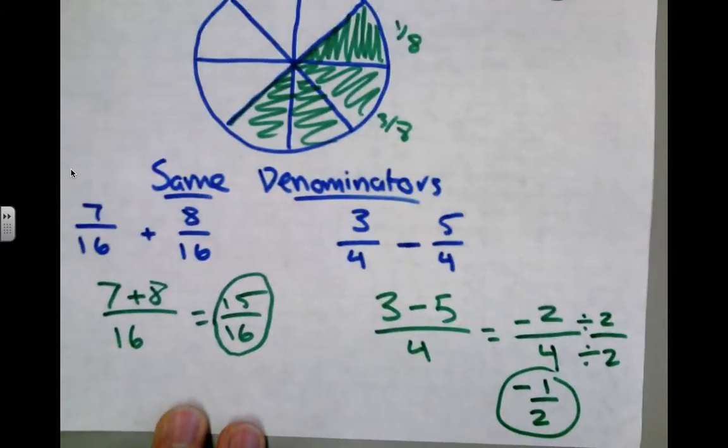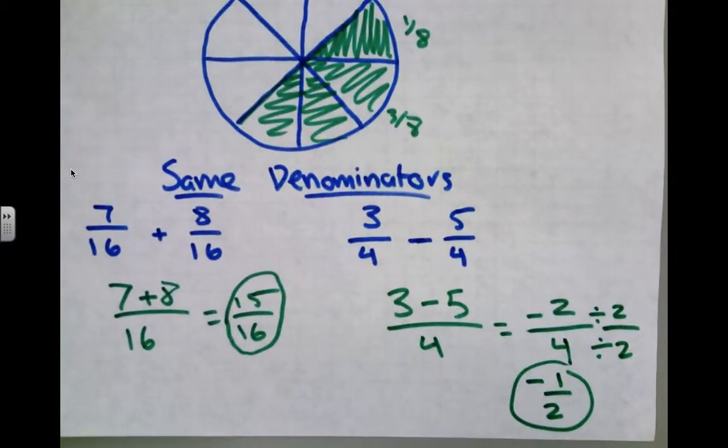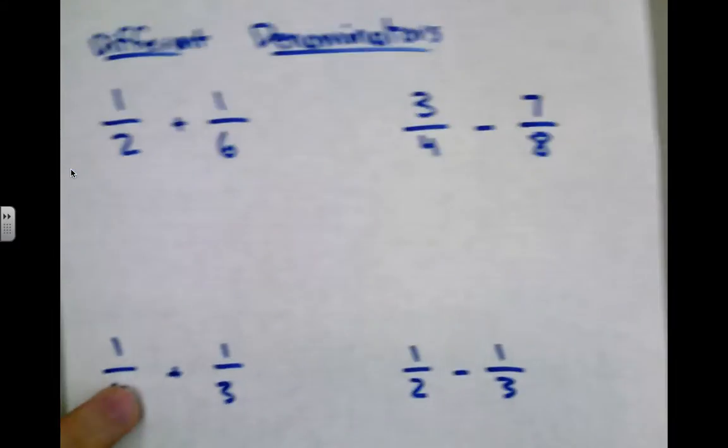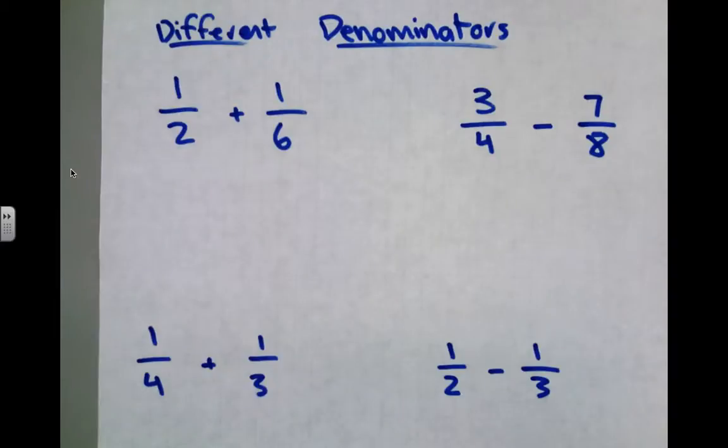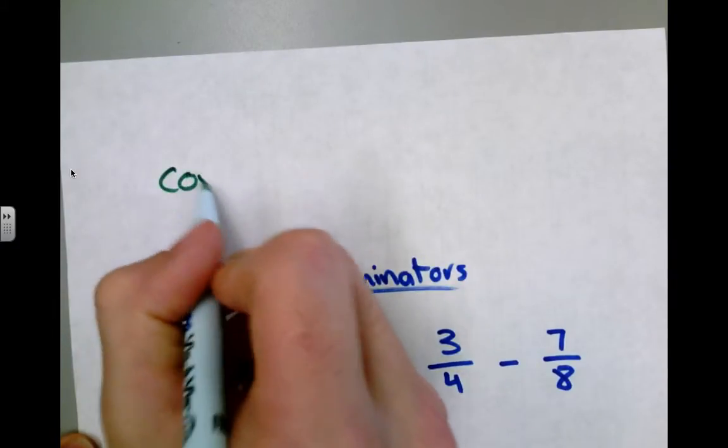That's what we're going to look at when we have the same denominators, but most of the time we won't have the same denominators. So if I took a look at some of these, when I have different denominators, what I want to create is the same denominator. So I want to go through and create what we're going to call common denominators.